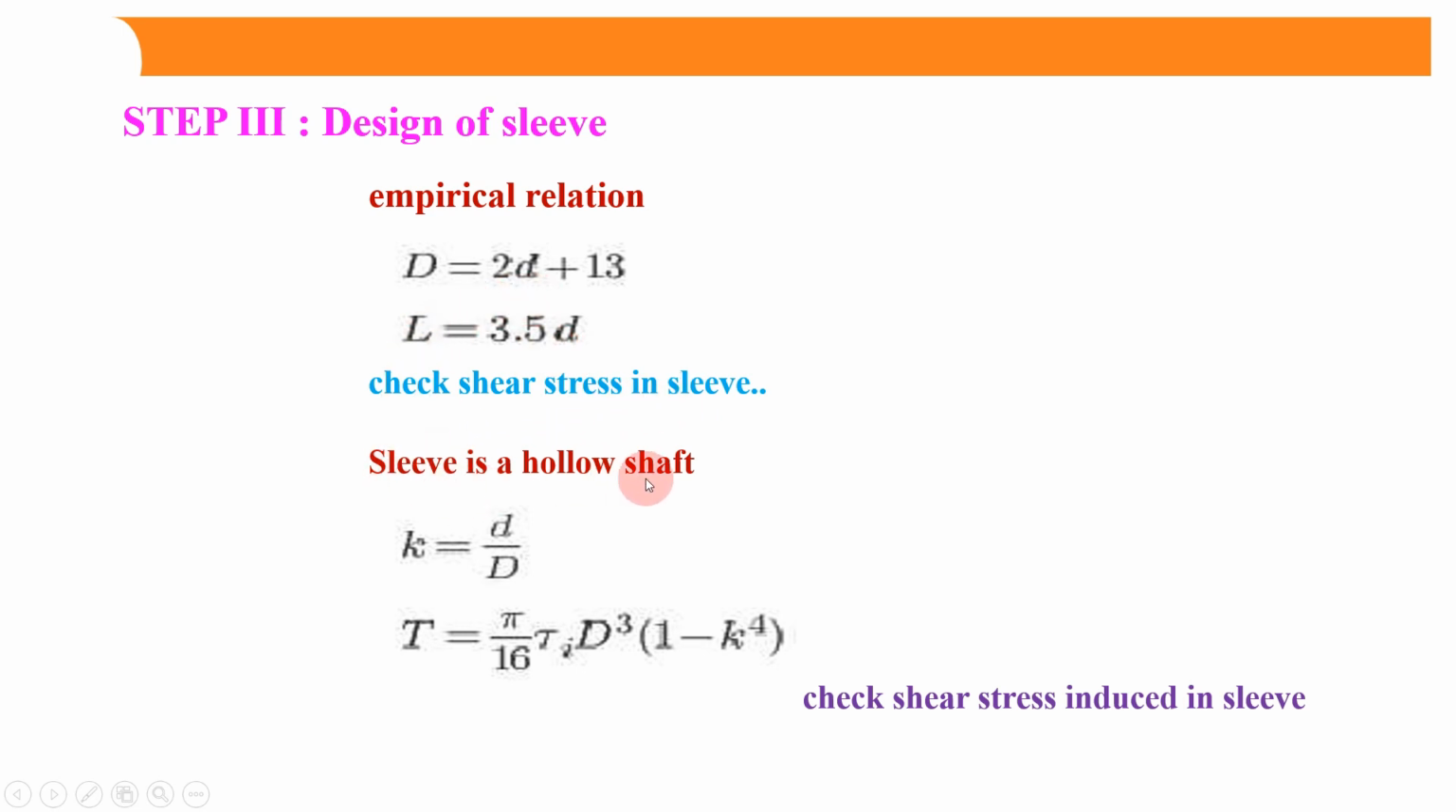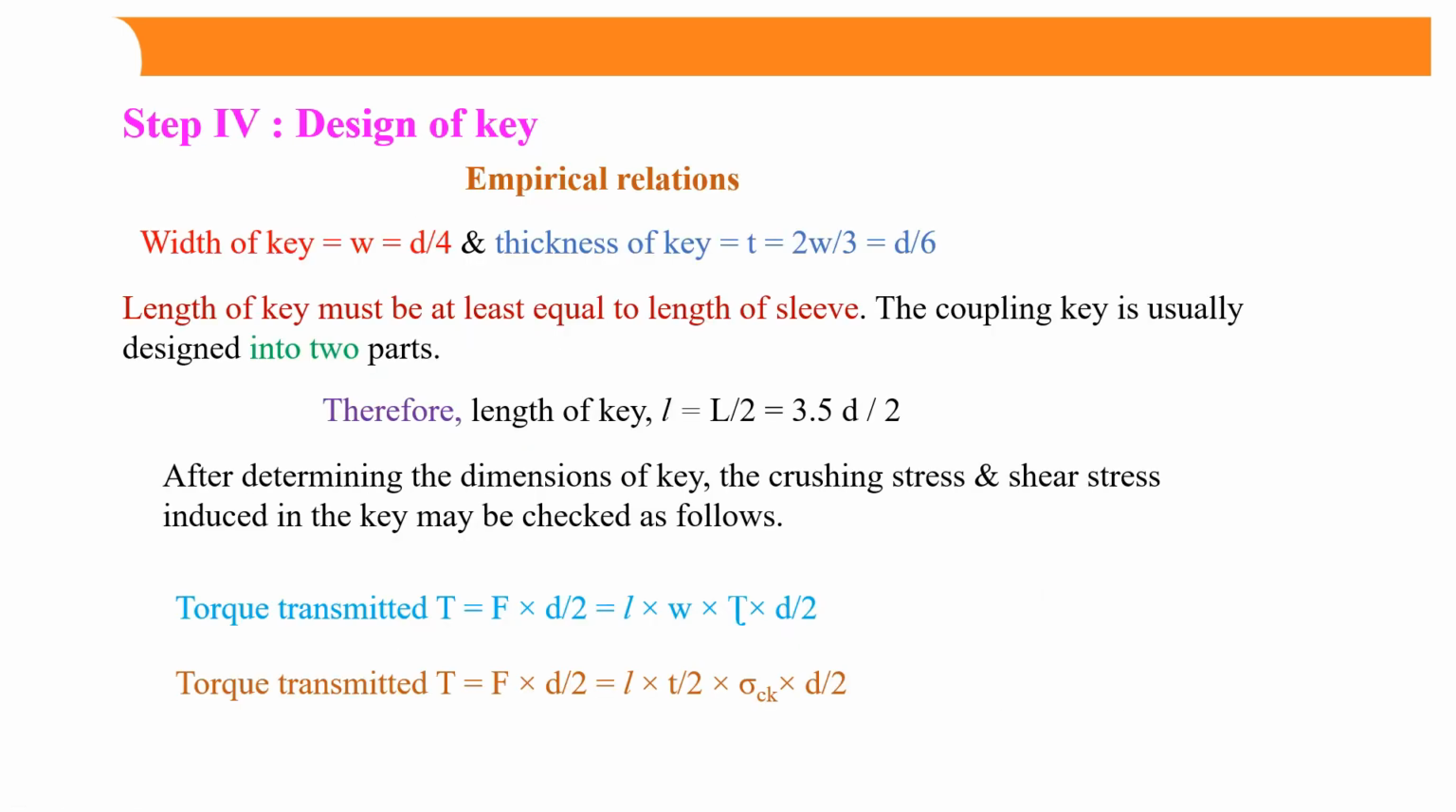Sleeve is a hollow shaft, so k is equal to small d upon capital D, and T is equal to pi by 16 into tau into D cube into 1 minus k raised to power 4. Check the shear stress induced in sleeve. By this we can easily find the value of tau, and if this shear stress is less than the permissible or allowable value given in the numerical, then your design will be safe.